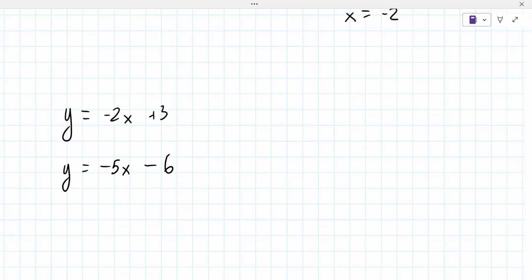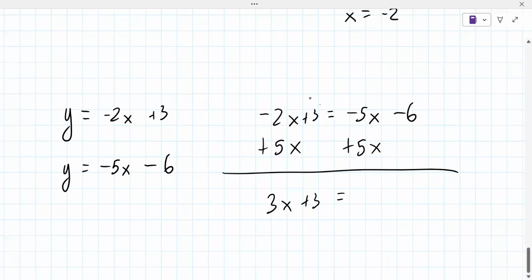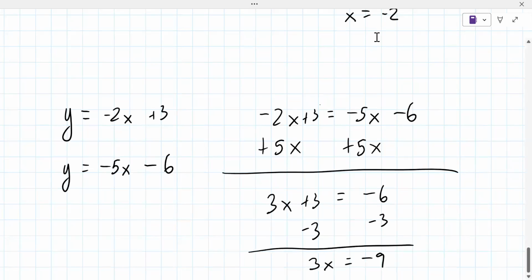Negative 1. So x is negative 1, is that what you come up with? Mm-hmm. All right, so let's take a look here. We're going to add 5x to both sides. That's 3x plus 3 equals negative 6. This is where I think the error occurred. Subtract 3, subtract 3. So 3x equals negative 9.